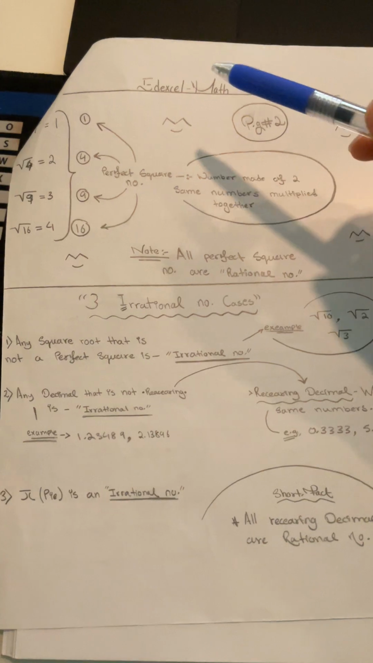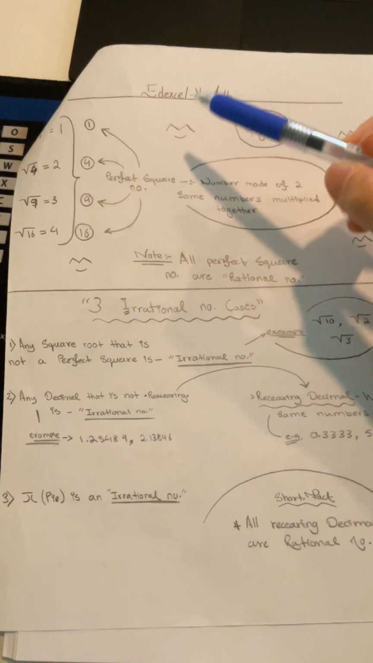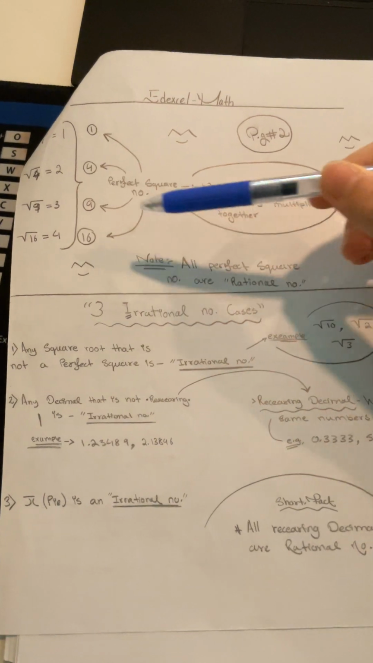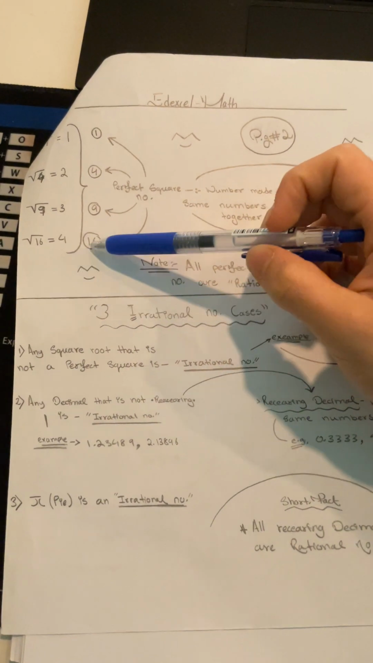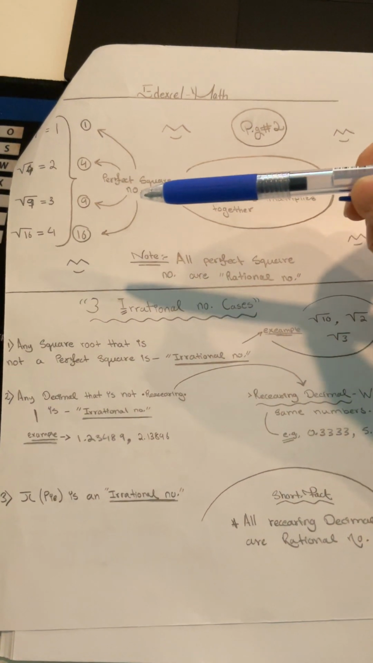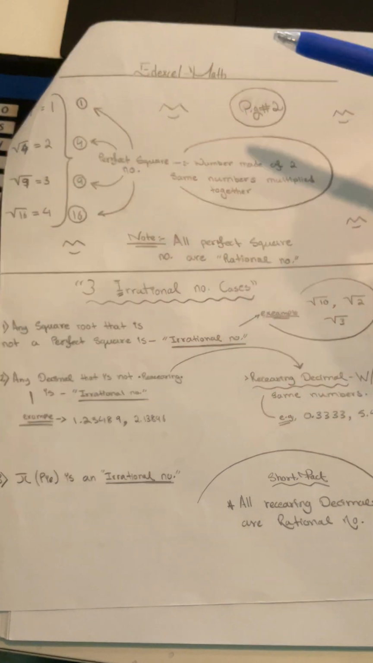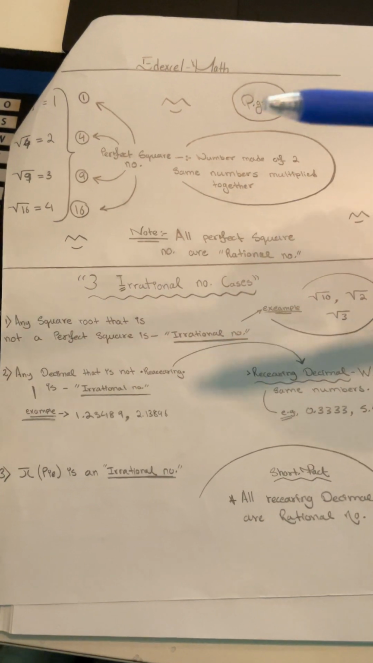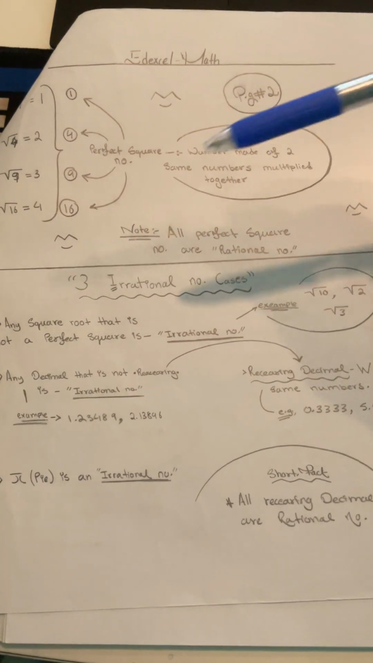For example, 1, 4, 9, 16. All perfect square numbers are rational numbers. For example, the square root of 16 will be 4, the square root of 9 will be 3. So any number that can be divided into two same numbers that multiplied together produce this number is a perfect square number.